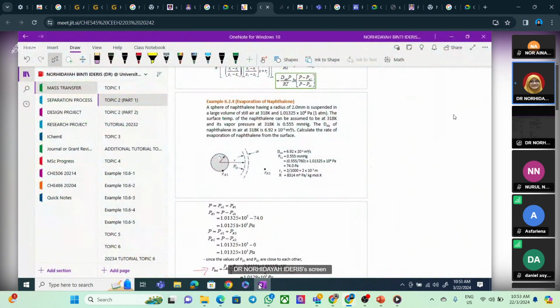Okay, so macam mana? A sphere of naphthalene having a radius of 2 mm, 2 millimeter, is suspended in a large volume of still air. Okay, given to you the radius. Okay, kita kena extract maklumat dulu. Radius is given. The temperature is given and the pressure is given. The temperature berapa? 318 K.